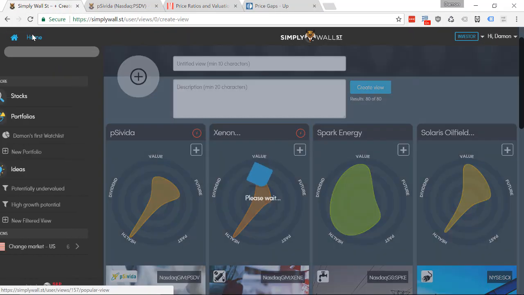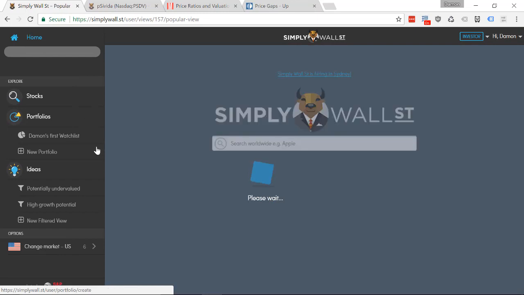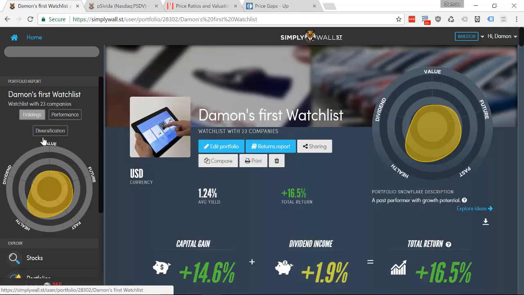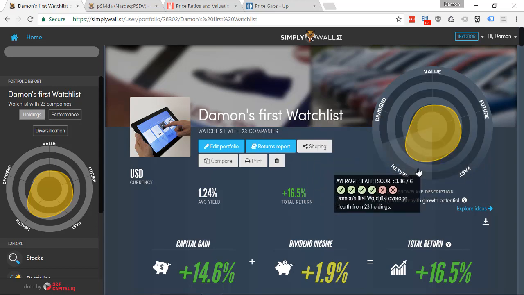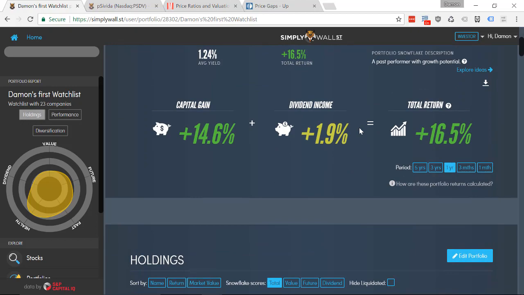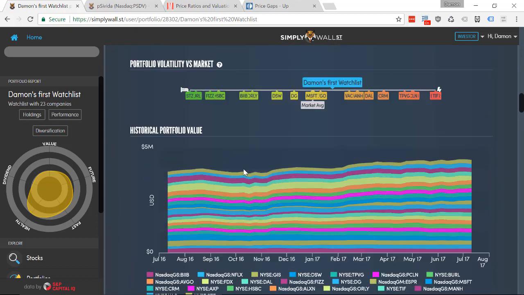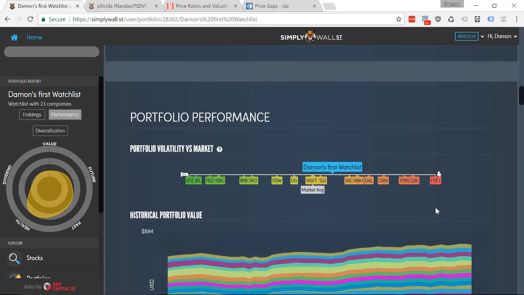Then one last cool thing about this site is that you can build a portfolio and it'll give you the same kind of analysis for your entire portfolio put together. So you saw those snowflakes for individual stocks. Well, you get one for your portfolio as well. It also breaks down your income sources, what's capital gains, what's dividends, tells you where the volatility comes from and where on the beta scale your whole portfolio is.